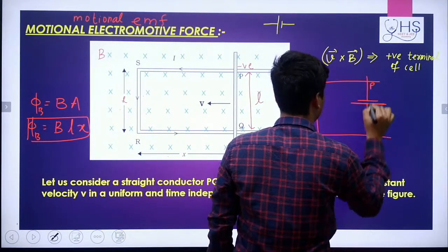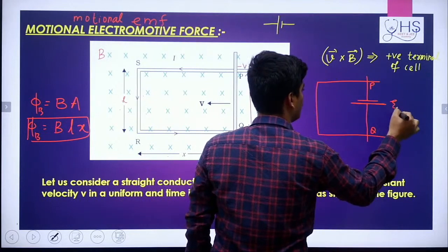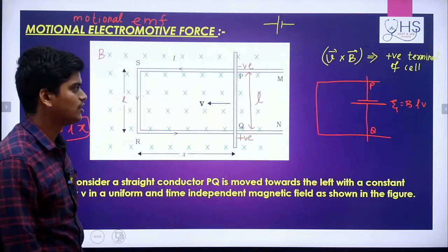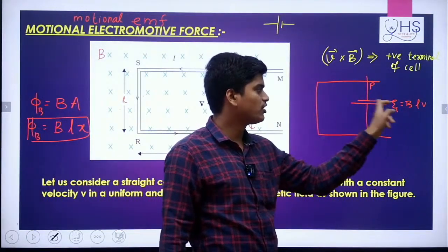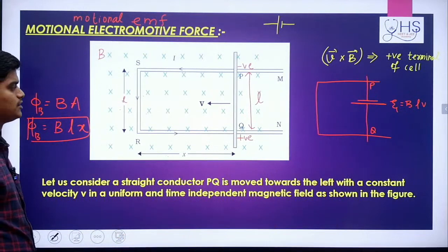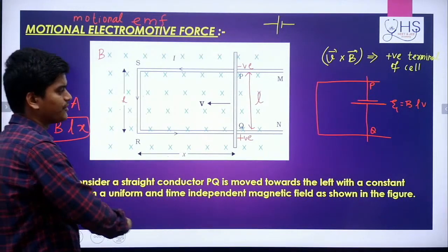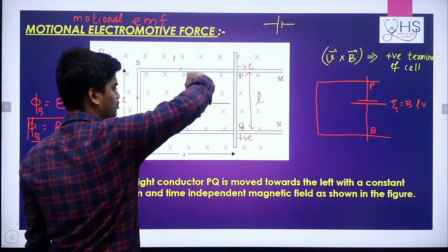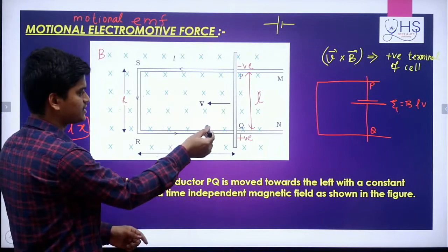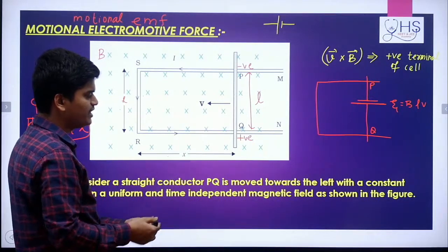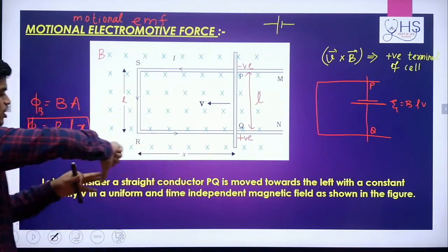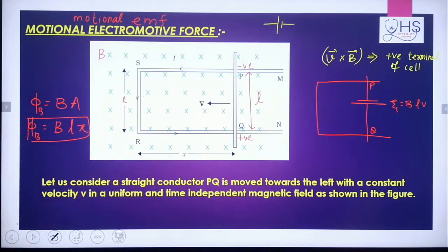Now this is your P, this is your Q. This is your EMF, and this EMF value is BLV. So you know the bigger terminal is the positive terminal and the smaller terminal is the negative terminal. So V cross B will give you the positive terminal of the cell. When you do V cross B, it will be pointing downward, because in this direction is B and in this direction is V. The thumb will give the downward direction, so that is your positive terminal.